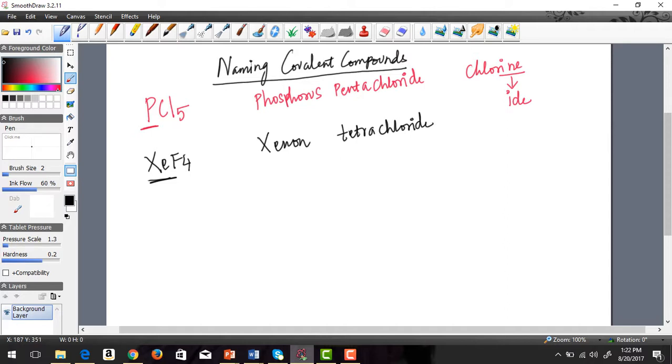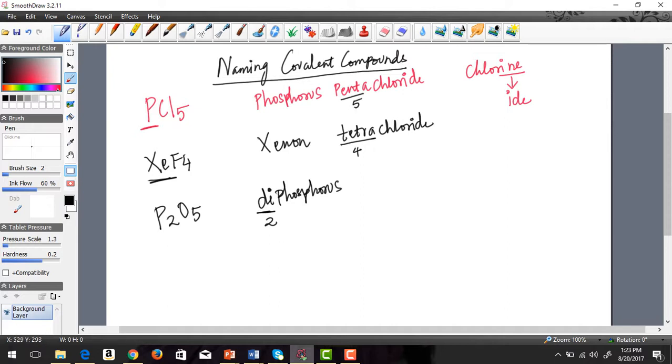Okay, and then let's do P2O5. Let's say you have a compound like this. Again, phosphorus is first, so write phosphorus, but is there one of it? No, there are 2 of them, so diphosphorus. If you go to that list, 2 stands for di, tetra stands for 4, penta stands for 5.